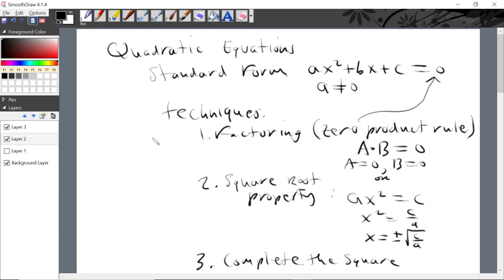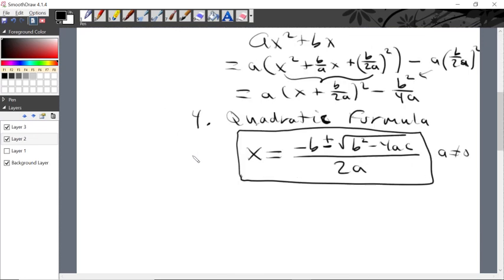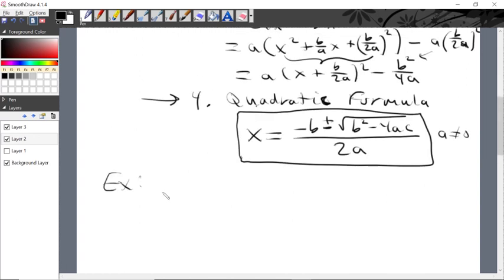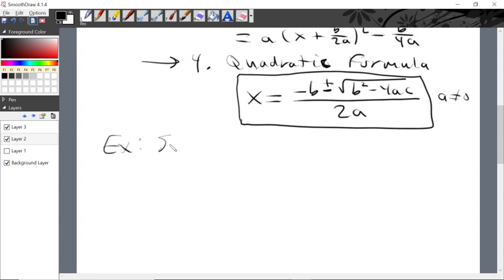Okay, let's do a couple examples here, in order to just solve quadratic equations. Let's do an example where we use factoring, and let's do an example where we use the quadratic formula. Okay, let's try the following example. Solve by factoring.